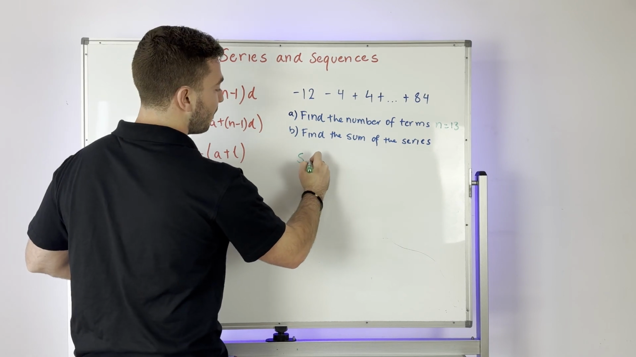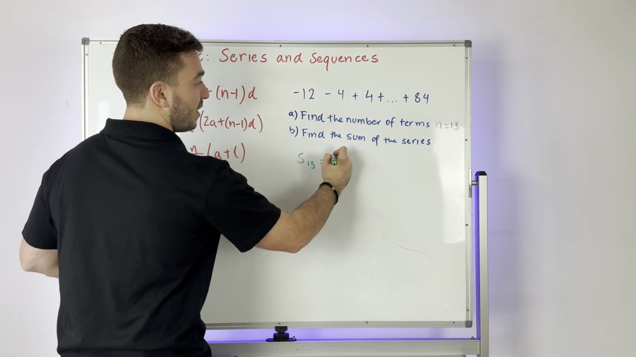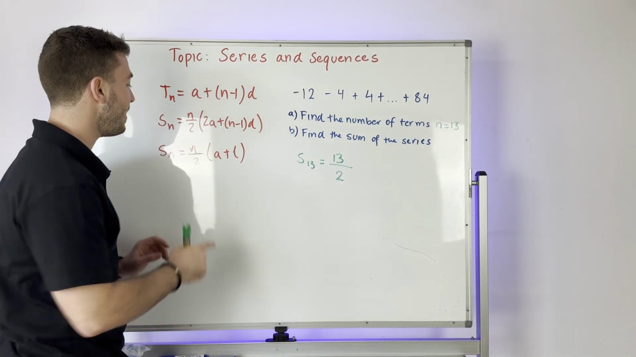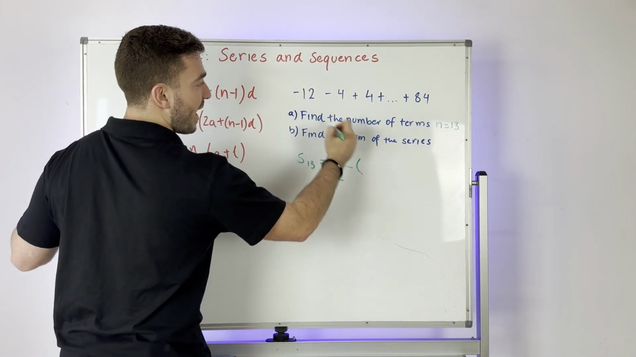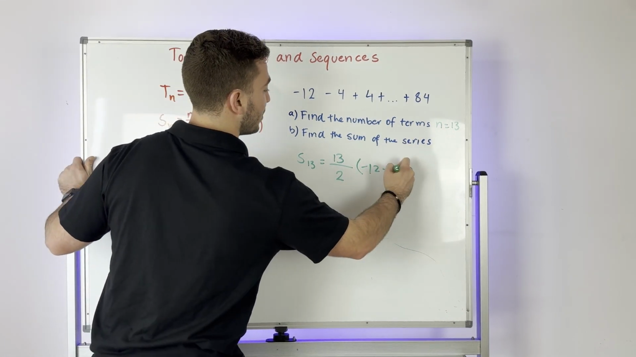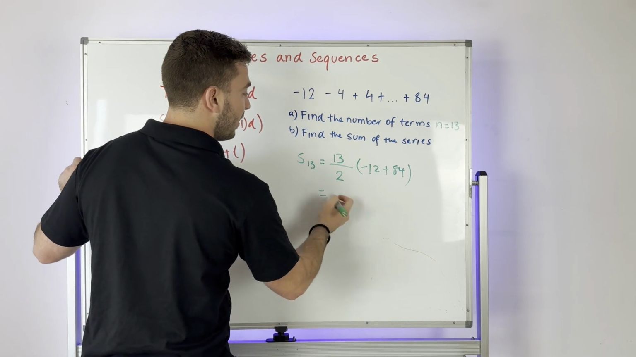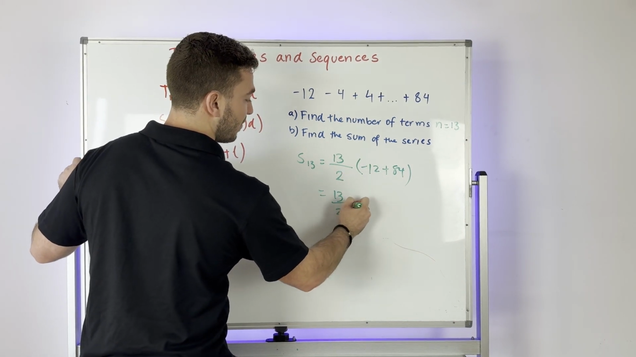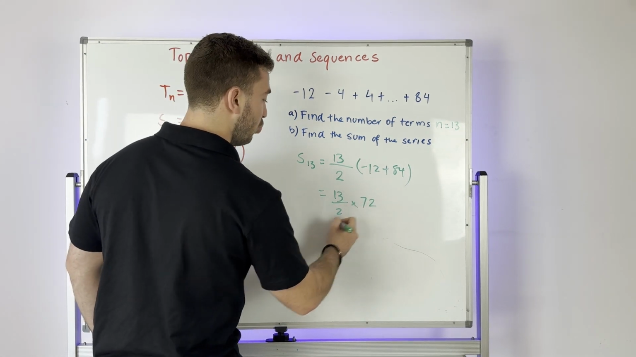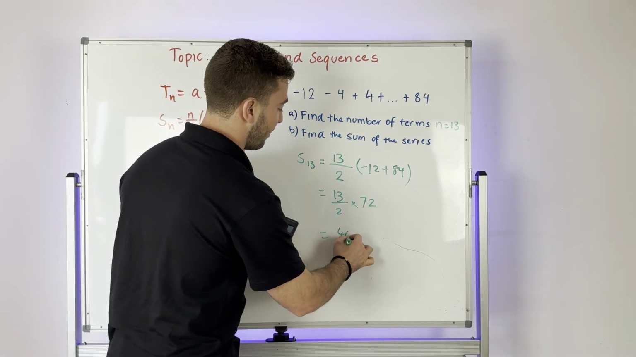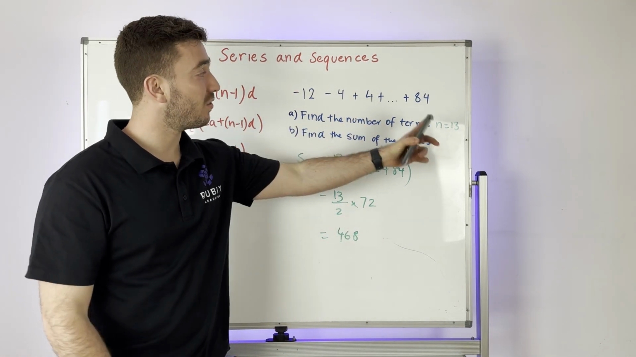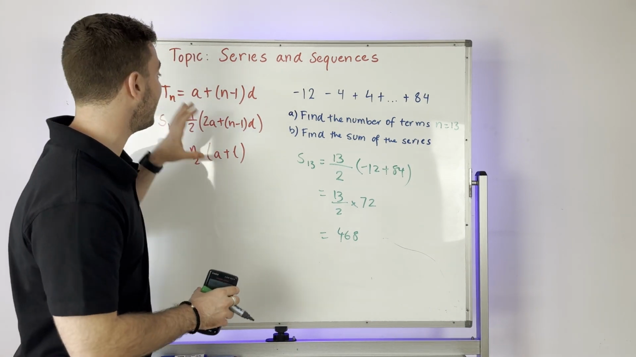So the sum of the first 13 terms is equal to 13 over 2. Remember that 13 comes from question A. So 13 over 2 times a, which is my first term, -12, plus my last term, which is 84. Okay, simplifying all of this, 13 over 2 times -12 plus 84 is going to give me 72. Putting that into the calculator, we just get 468. That is the sum of all of the terms in this series, and that's how you start using these formulas in questions.